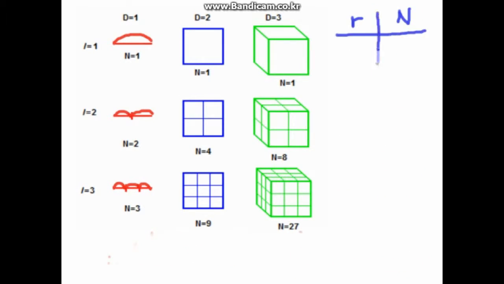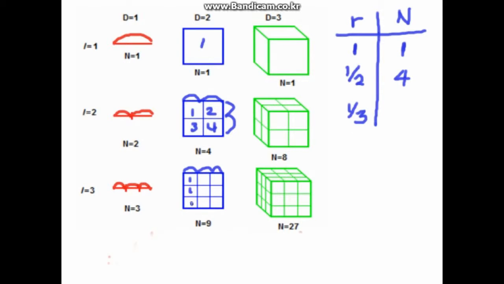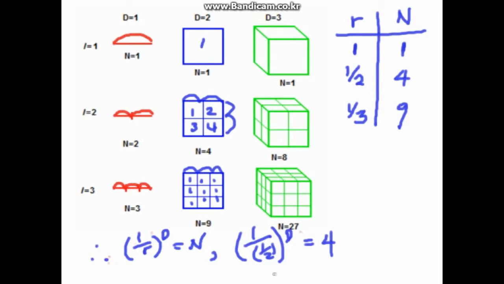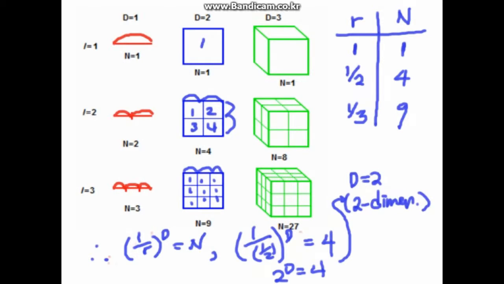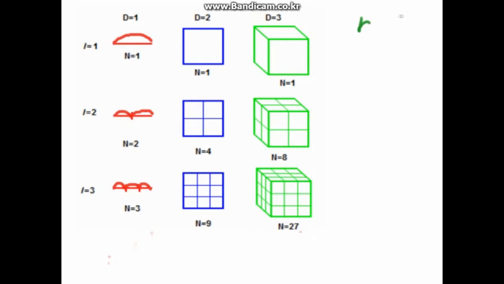When we complete the t-chart for r and n, this time when r is 1/2, the pieces increase from what we had with the red figures. If you take a close look at the overall relationship, the reciprocal of 1/2 to the dth power equals 4. I mean, that's 2 to the dth power equals 4. And, well, we see that d is 2.